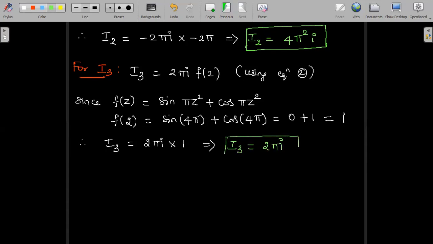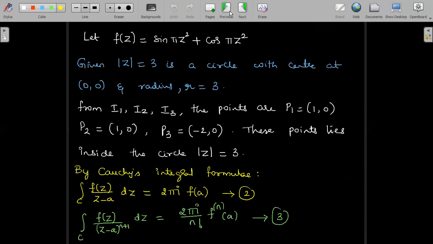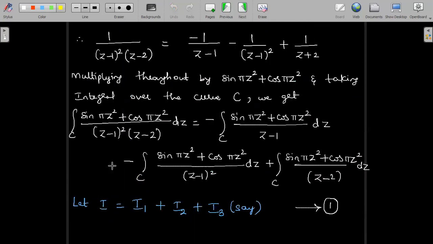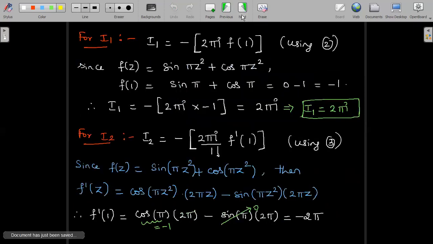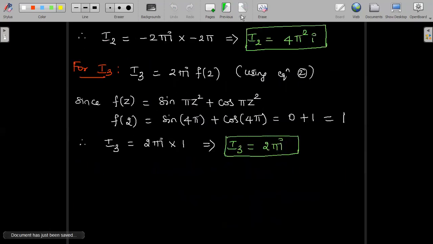Now, what are we going to do with all I1, I2, I3? We are going to substitute in equation 1. So I is the required integral for us, I1 plus I2 plus I3. We have to club all the answers. We have already considered the minus sign along with I1 and I2, so no need of minus sign there. We just have to add up all the answers of I1, I2 and I3 to get the final expression for I. I1 is 2 pi i, I2 is 4 pi square i, and I3 is 2 pi i.